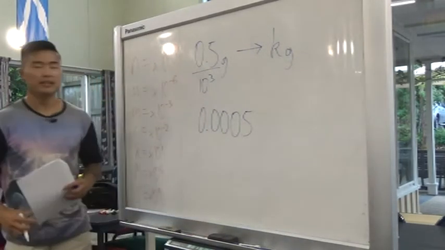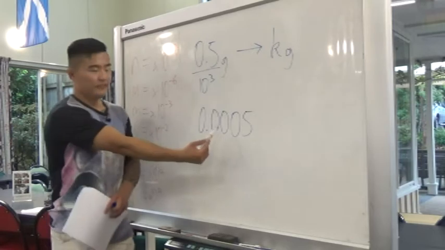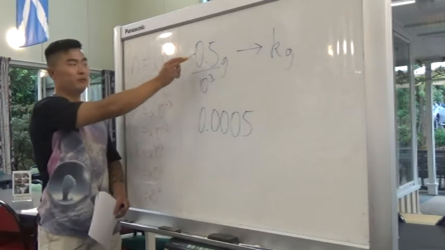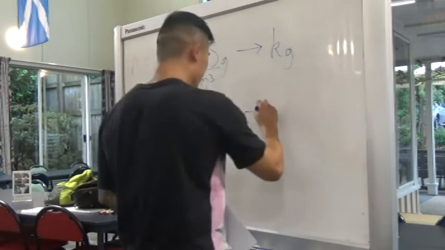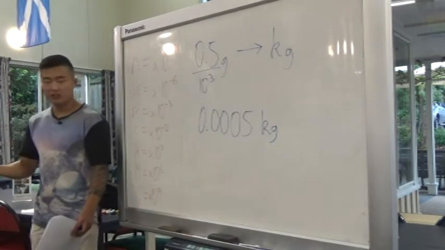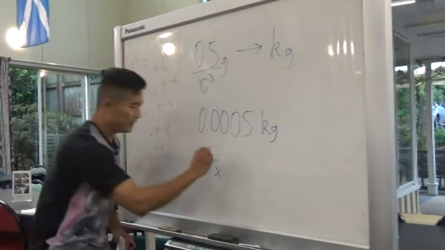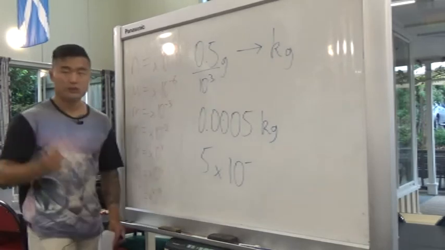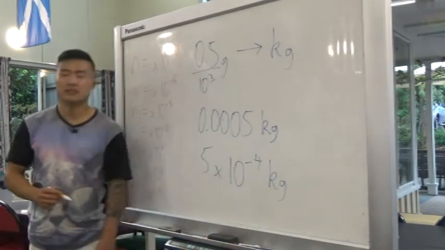0.0005. Okay? So if you divide it by times 10 to the 3, you're just going to add 3 more zeros after the decimal point. So see how I've added 3 more zeros after the decimal point? There was only one zero up here, and now there's 1, 2, 3, 4. So that's 0.0005 kilograms. And if we wanted to write it without all the zeros, we could write it as 5 times 10 to the power of negative 4, for the 4 zeros. So it's going to be 5 times 10 to the negative 4 kilograms. Okay?